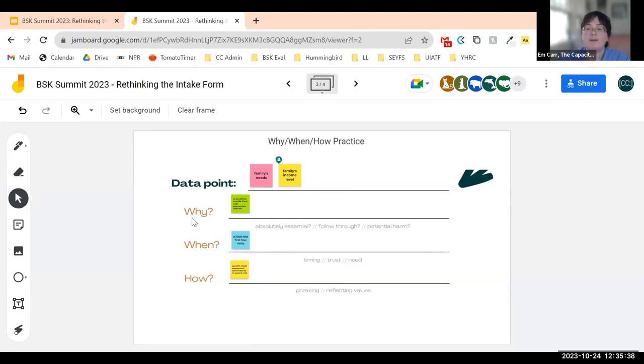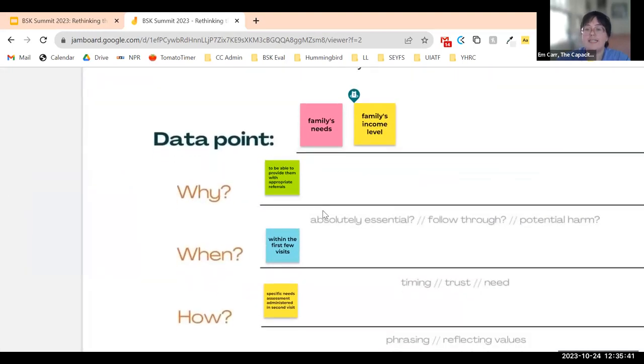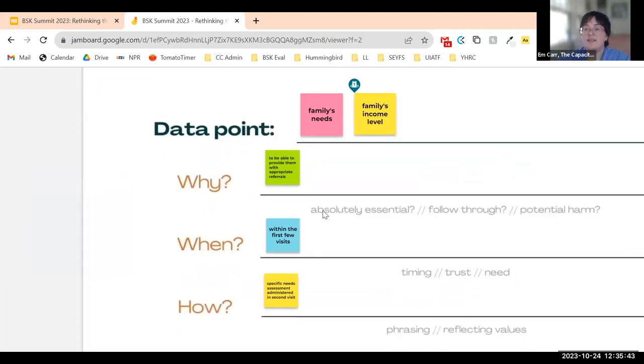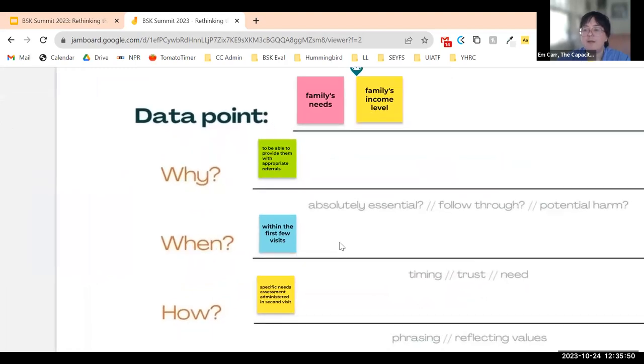So going back to my earlier example, initially I had said the data point that I might need to know is the family's needs so that I could provide them with appropriate referrals. I think I would probably need to know that within the first few visits so that I could make sure to start connecting them to services. Maybe I decide that I want a specific needs assessment administered in the second visit, or maybe it's a single question that happens in the first visit, like a checkbox. There's a lot of different ways to collect this. There is no one right answer.